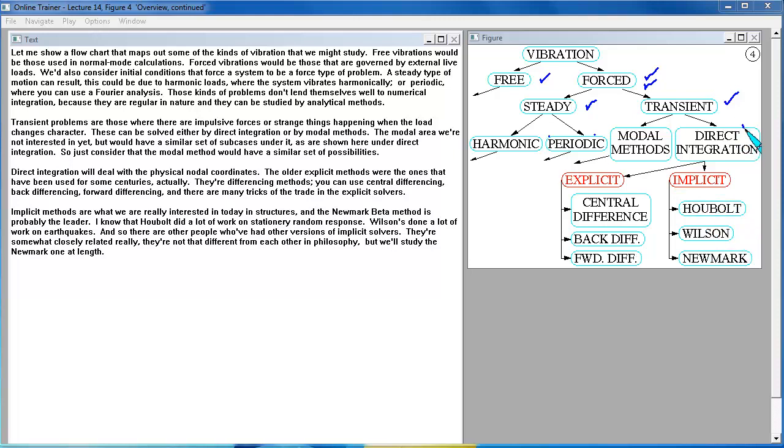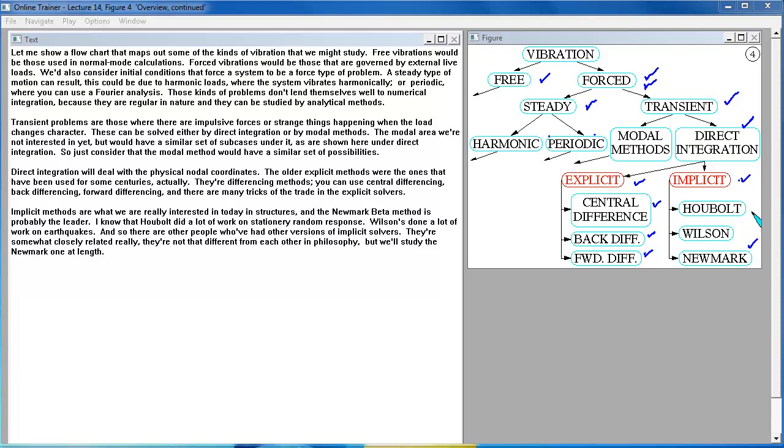Direct integration will deal with the physical nodal coordinates. The older explicit methods were the ones that have been used for some centuries actually. They're differencing methods. You can use central differencing, back differencing, forward differencing, and there are many tricks of the trade in the explicit solvers. The implicit methods are what we are really interested in today in structures, and the Newmark Beta Method is probably the leader.